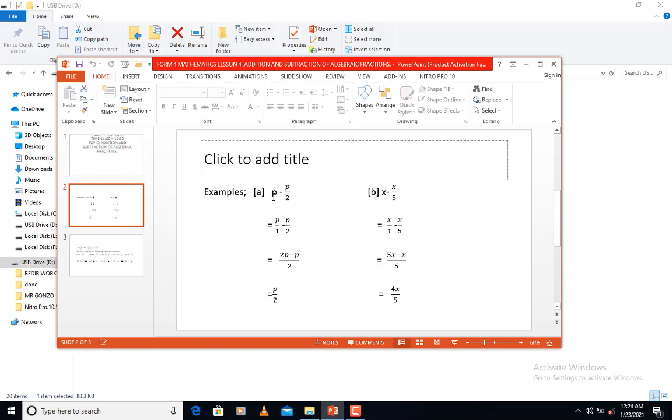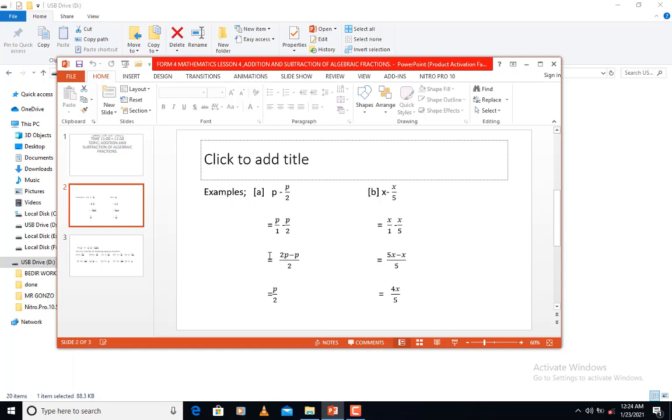So once you make this whole number over 1, it's now a fraction, the same as p over 2. You only use 1 because 1 is an identity number. It doesn't change anything. Don't use any other number if you want to make fractions uniform. So you use 1, and this becomes p over 1 minus p over 2.